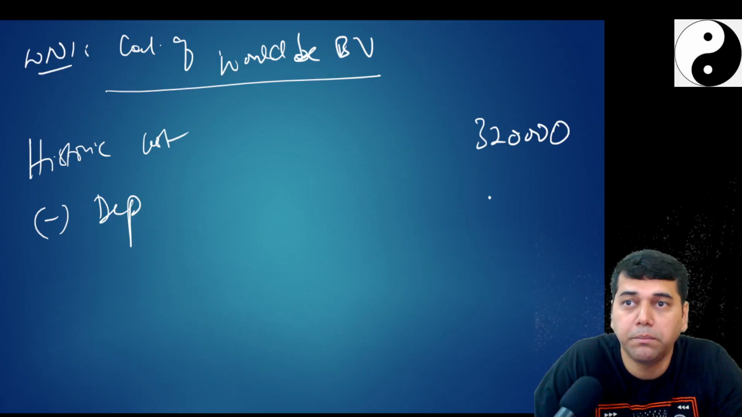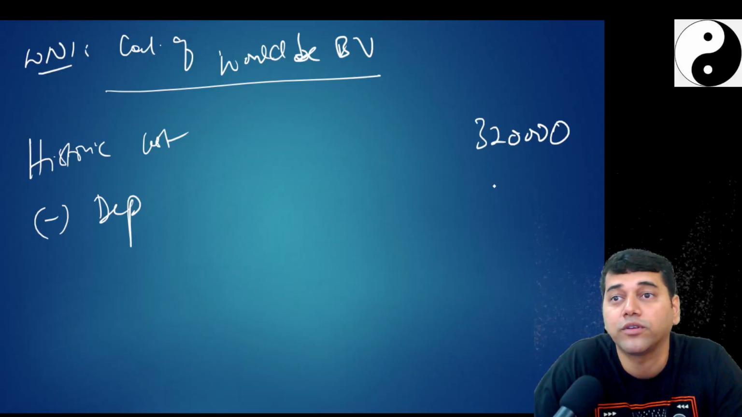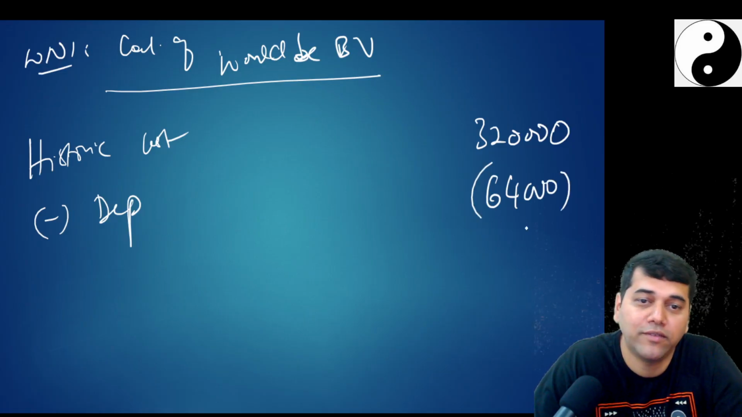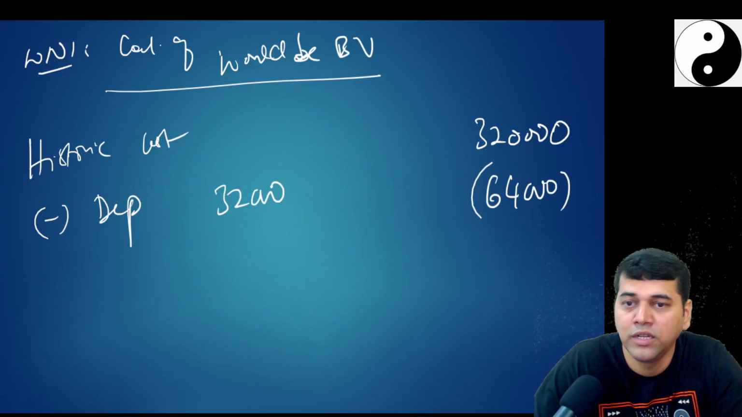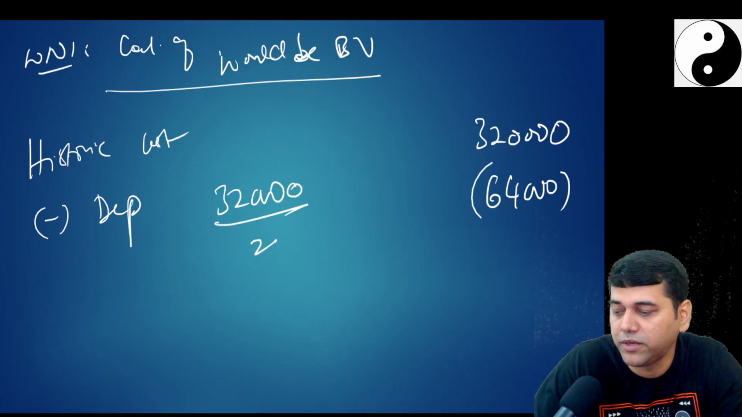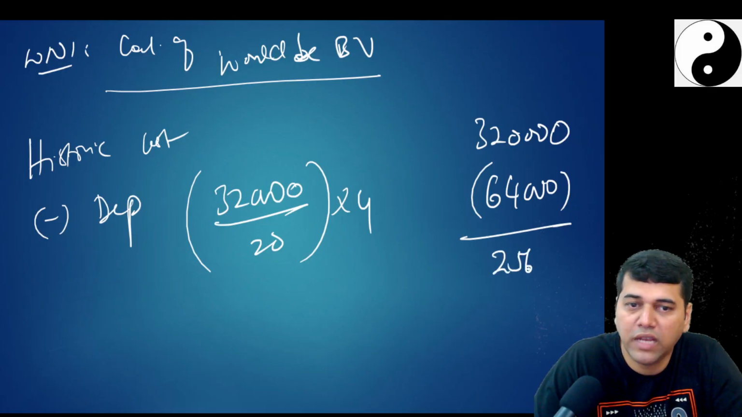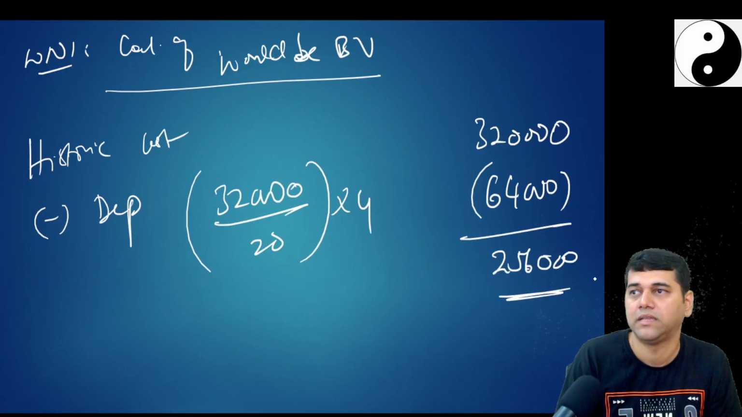If I had not done impairment, how much would the amount have been? Sure? Everyone? Very good, 64,000. 3,20,000 divided by 20 into 4 years. So, you keep this 2,56,000 in one hand.